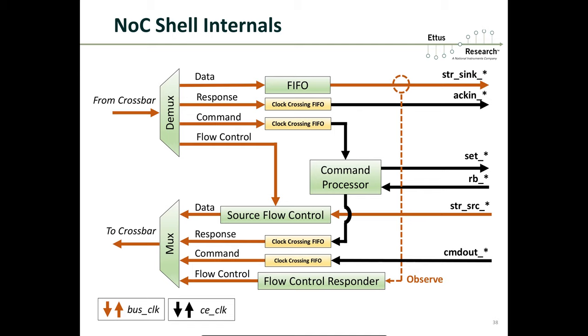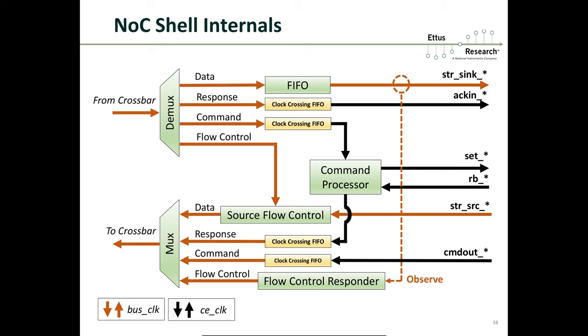Here is what the internals look like for NOC shell. On the left, we can see that incoming and outgoing cheddar packets are demuxed and muxed respectively based on packet type. So from the crossbar, packets coming in get demuxed into data, response, command, and flow control packets. And the opposite on the bottom there: data, response, command, and flow control packets are muxed together into a single stream going to the crossbar.